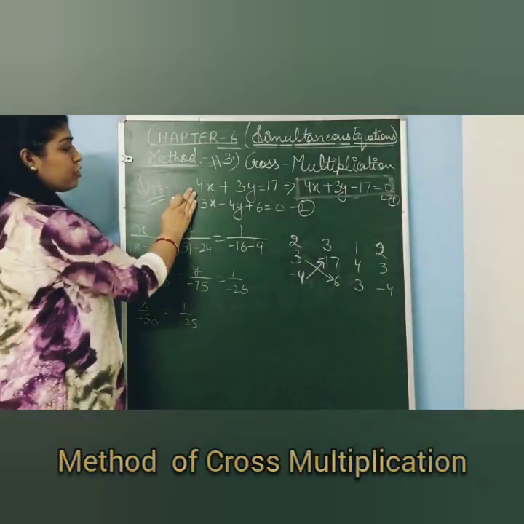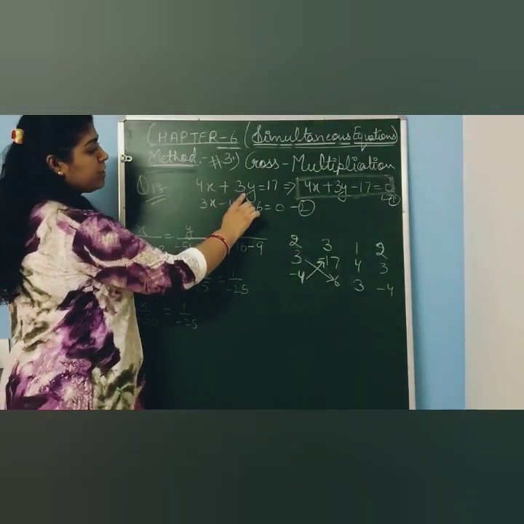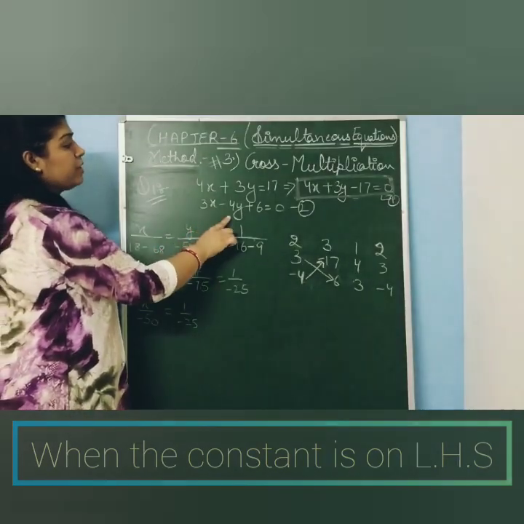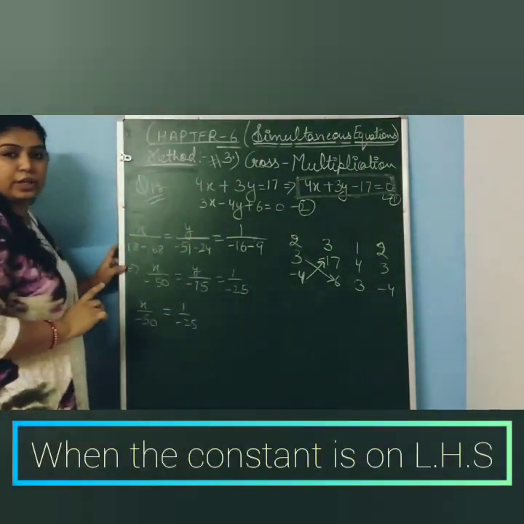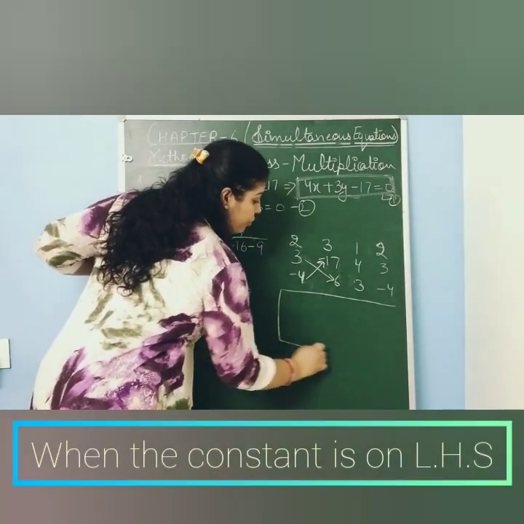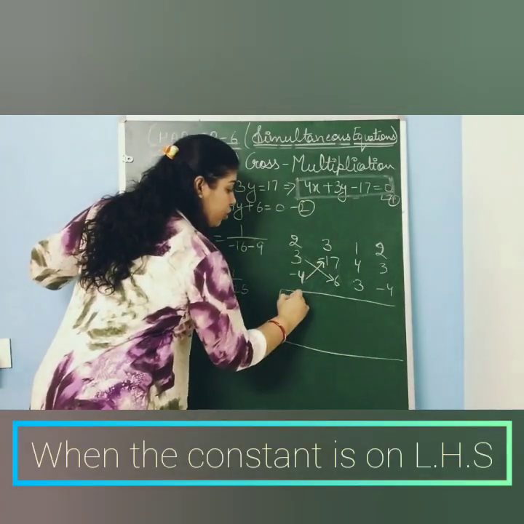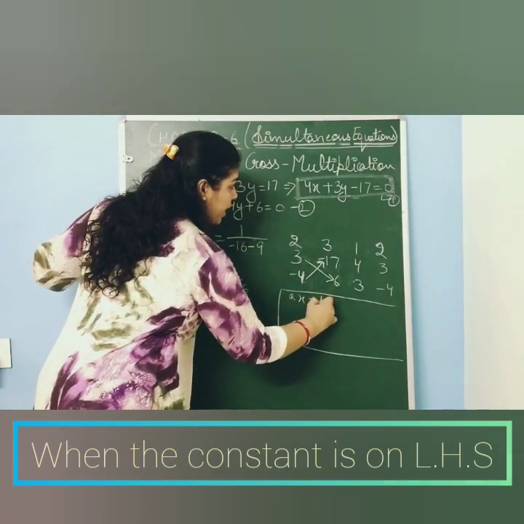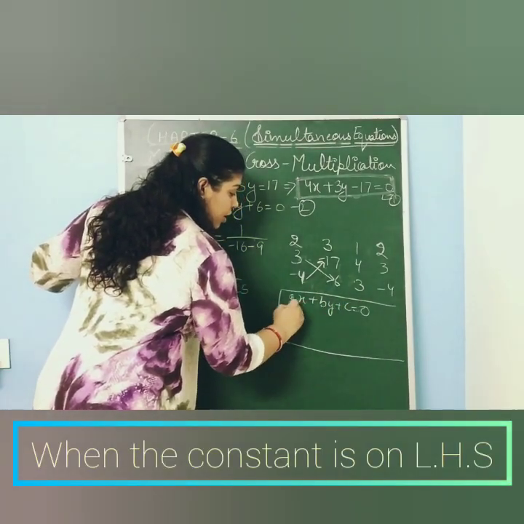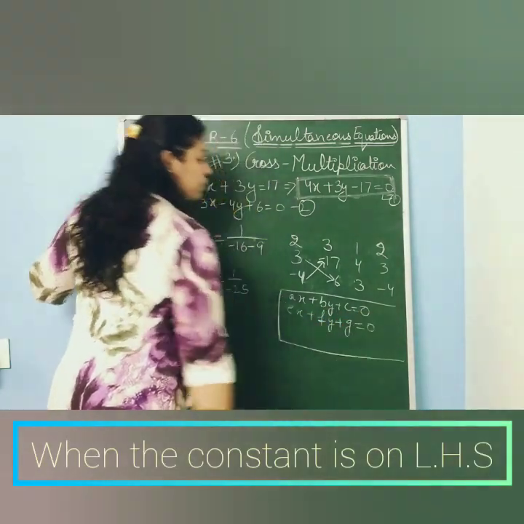In this case, first of all, let us suppose we have two equations. This is equation number 1: 4x + 3y = 17. This is equation number 2: 3x - 4y + 6 = 0. To start with cross multiplication, the first step is that the given equations must be written in the form ax + by + c = 0, ex + fy + g = 0.